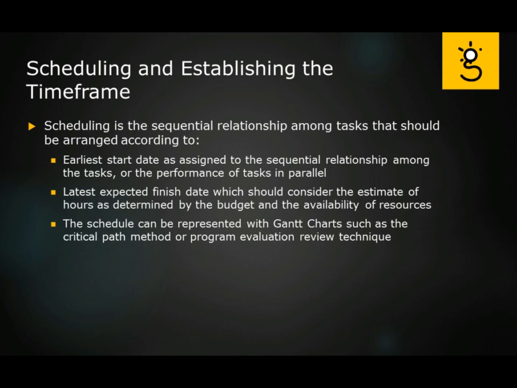Beyond the costs, we also have to establish the scheduling. Now, the scheduling is a sequential relationship among tasks that have to be arranged according to things like the earliest start date, which is something we'd assign to a sequential relationship among the tasks, or the performance of tasks in parallel. The latest expected finish date is something we would consider as the estimate of hours as determined by the budget and the availability of resources. Now, your schedule can be represented by things like a Gantt chart or something called the critical path method, or the program evaluation review technique.